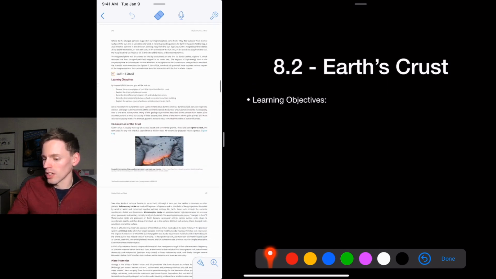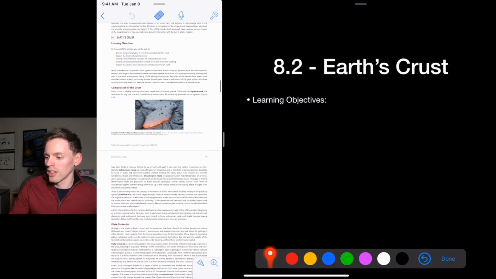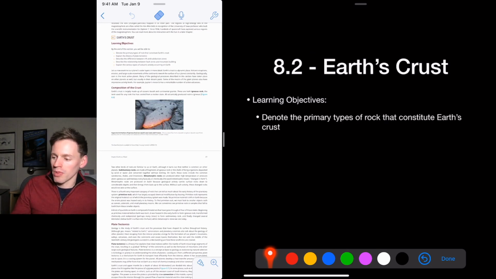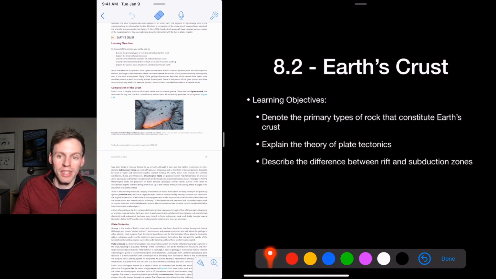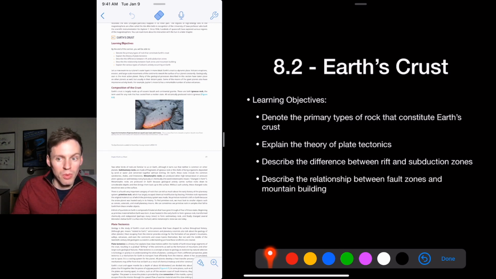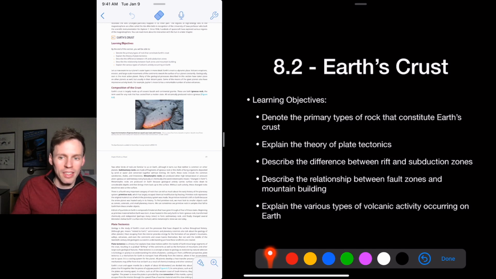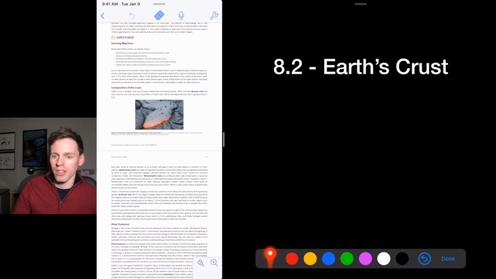Now we're going to talk about Earth's crust and denote the primary types of rock that constitute Earth's crust, explain the theory of plate tectonics, describe the difference between rift and subduction zones, describe the relationship between fault zones and mountain building, and then explain the various types of volcanic activity occurring on the Earth.